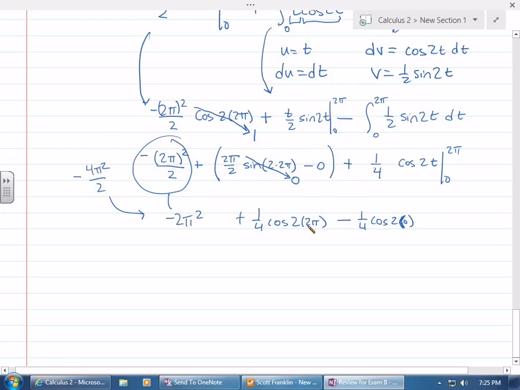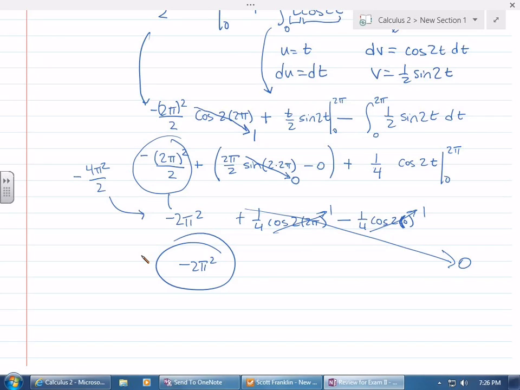So cosine of 4 pi is 1. Cosine of 0 is 1, same reasoning. 1/4 minus 1/4 then is 0. So the answer is 0, and done. Step by step by step.